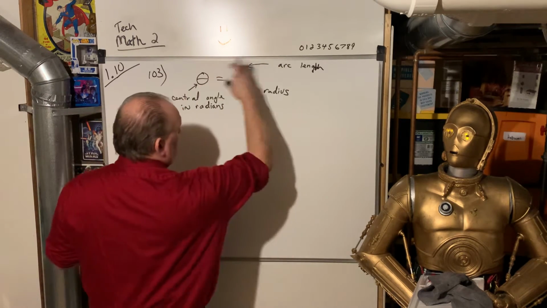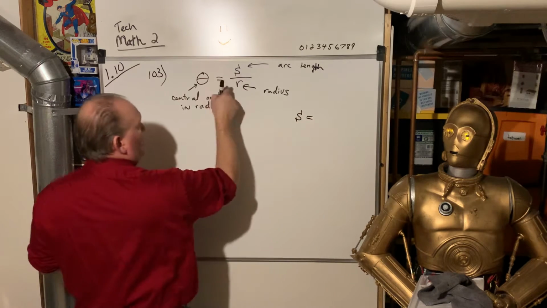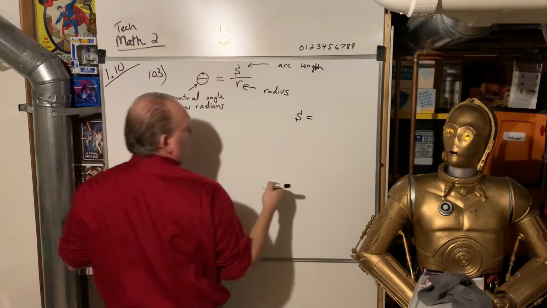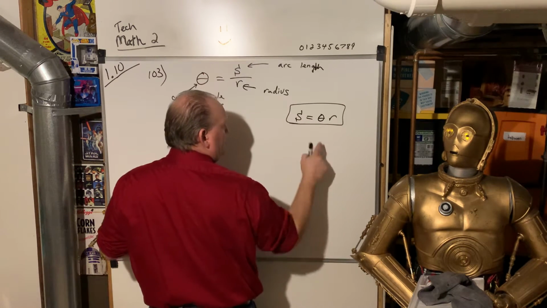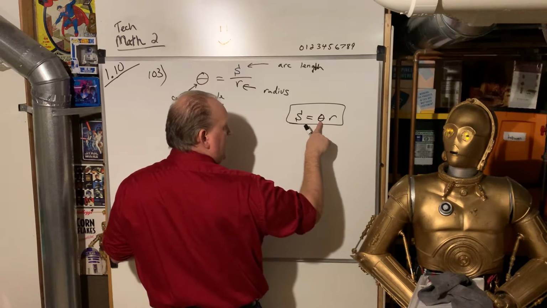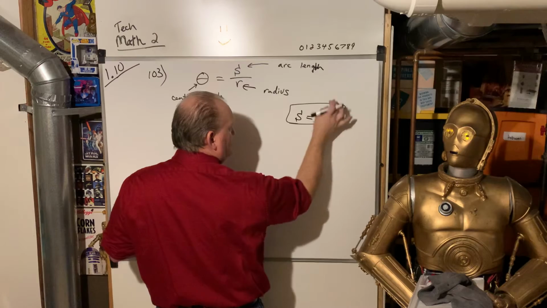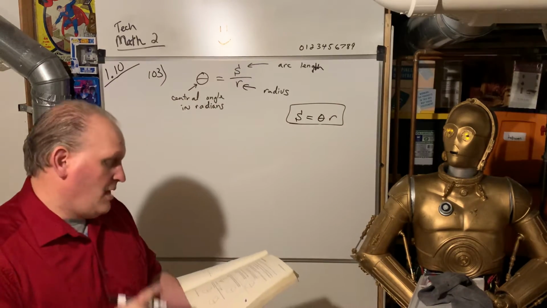We usually use this formula, but in a different way. We say arc length is equal to, if we cross multiply, 1 times S is equal to theta times R. And that's how you find arc length. So if I have the central angle in radians and the radius, I can multiply those two and find the intercepted arc. All right?